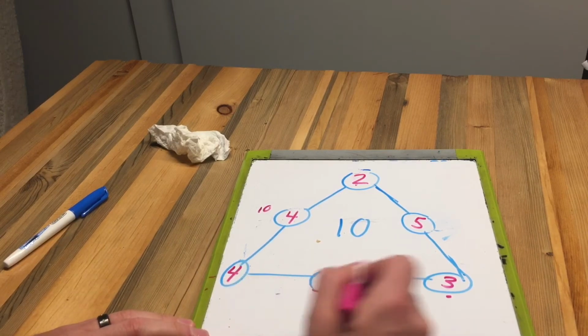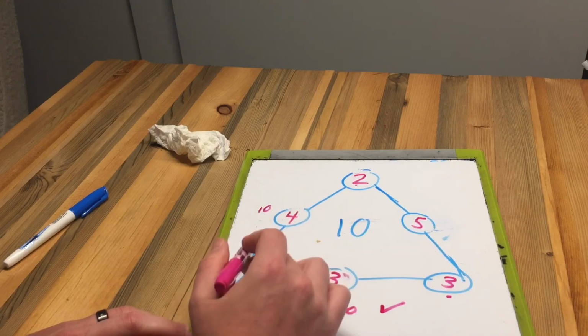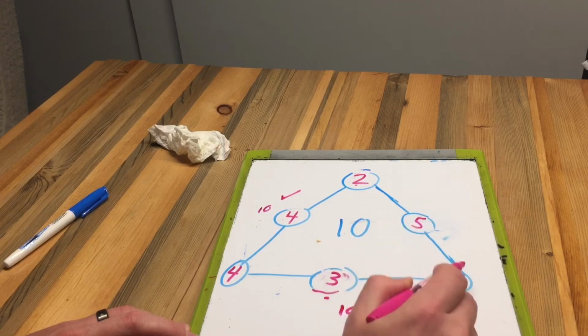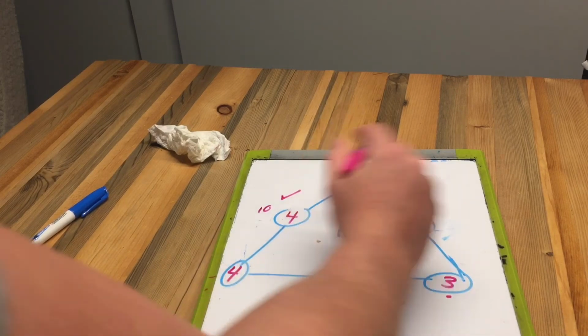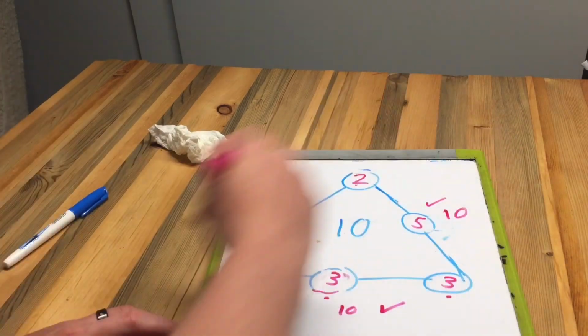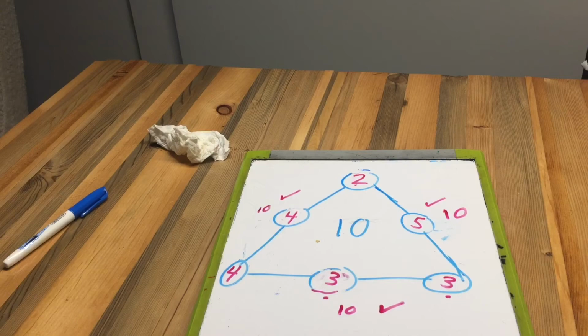So let's check. 4, 5, 6, 7, 8, 9, 10. This side is 10. 4 plus 4 is 8, 9, 10. This side is 10. And I have 5, 6, 7, 8, 9, 10. This side is also 10. The three sides are different. They all add up to 10. And I have not used a 0. So that one is a success.